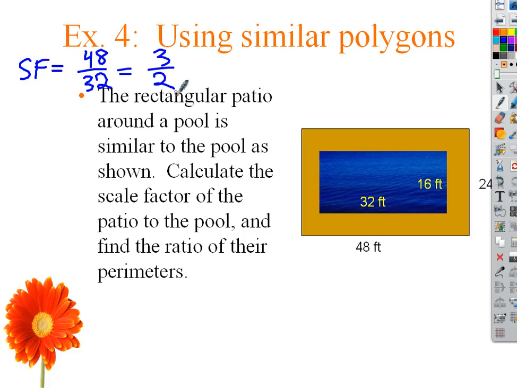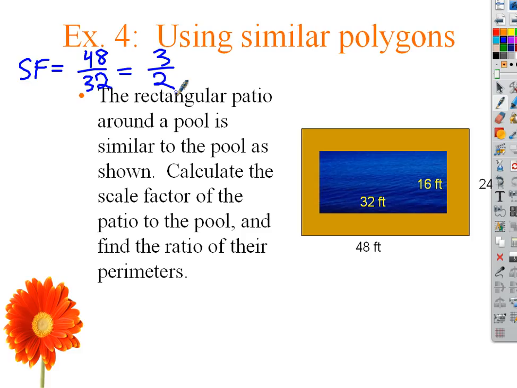Okay. Now, what about the perimeters? Let's see what happens with the perimeters. Anybody want to make a prediction here? The ratios of the perimeters, do you think they will be 3 over 2 or not? No? I'm hearing some no's.